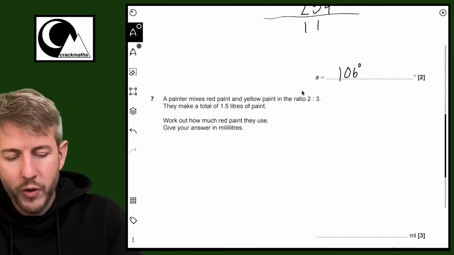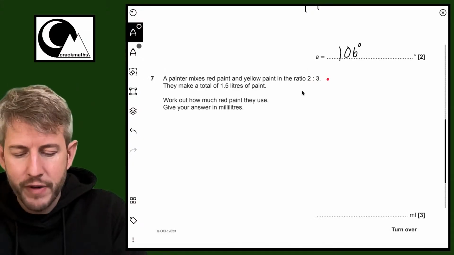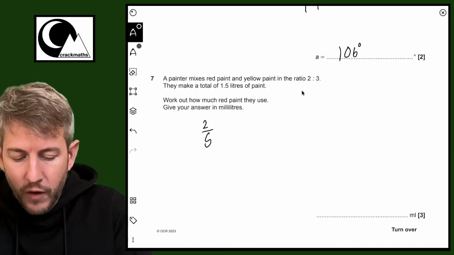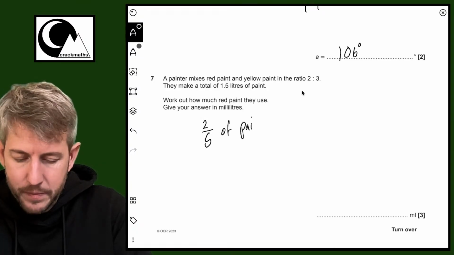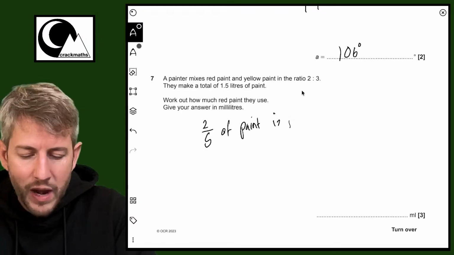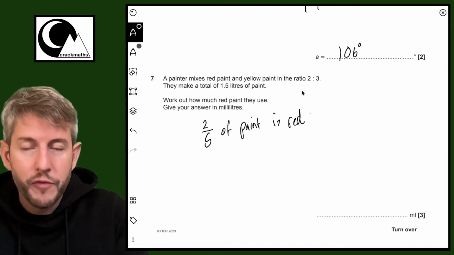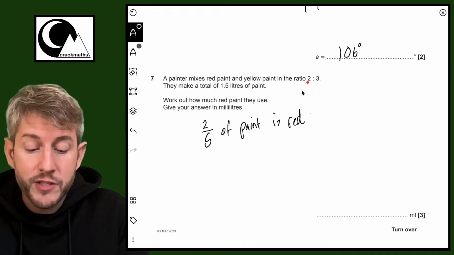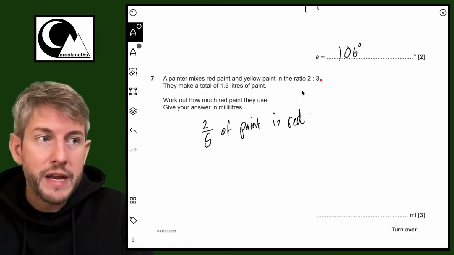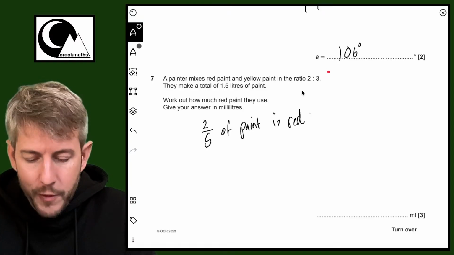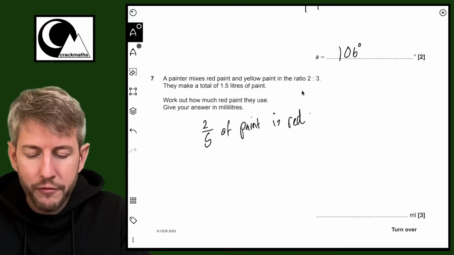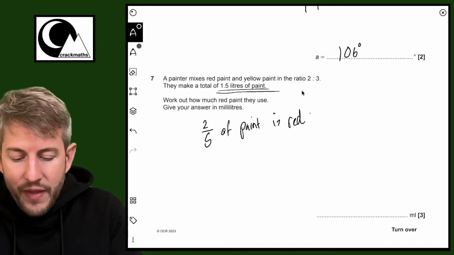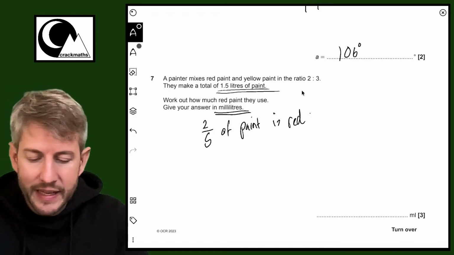Okay, so what we've got here is if we've got 2:3 red to yellow, that means that 2/5 of the paint is red. Okay, because we've got 2 parts here, 3 parts here. So we know that 2/5 will be red and 3/5 will be yellow. Now we've got 1.5 litres of paint, 1.5 litres here. And they want us to give our answer in millilitres.